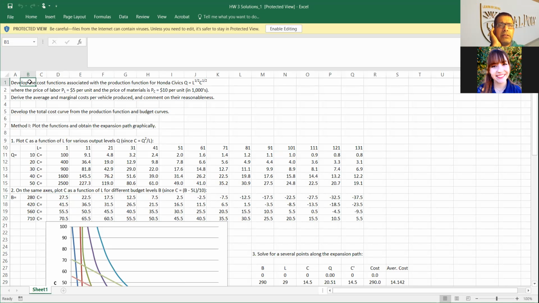Develop the cost functions. So we were given how the labor and capital come together to produce a certain number of cars. And I gave you some unit price for labor and capital. And then the labor was 5,000 per unit and capital was 10,000 per unit. And then we wanted to derive the average and marginal cost per vehicle produced. But before we can do that, we had to derive the actual cost function first.